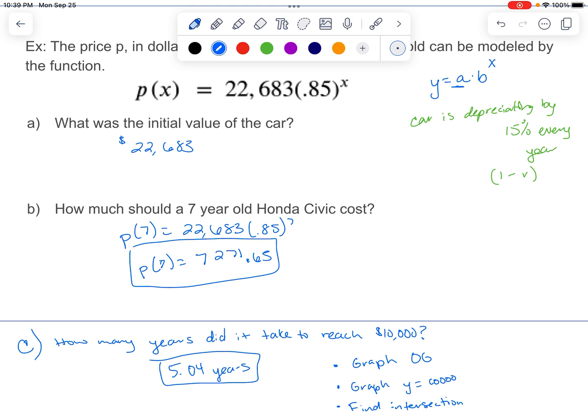So this is just an intro into exponential functions. We'll obviously dive deeper into this when we start talking about modeling and that kind of stuff.